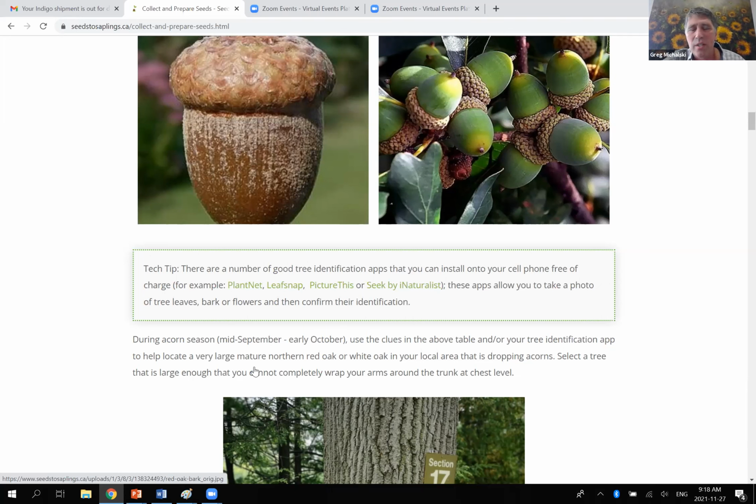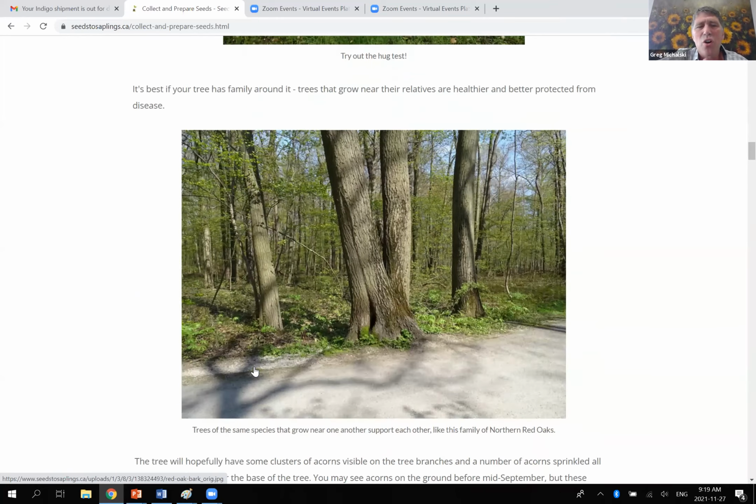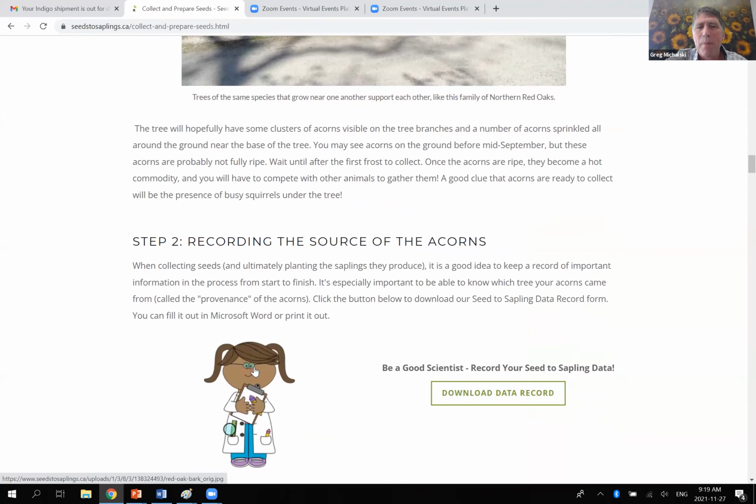So again, during mid-September to mid-October, they go and collect the acorns. Here's a picture that we recommend. Pick mature oak trees. We tell the kids to do the old hug test. So if at chest height they can't completely envelop the tree with their arms, that's probably a good tree to get the seeds from, because it's established and it's been there a while. Anyhow, you'll see as you go through all the instructions step by step.